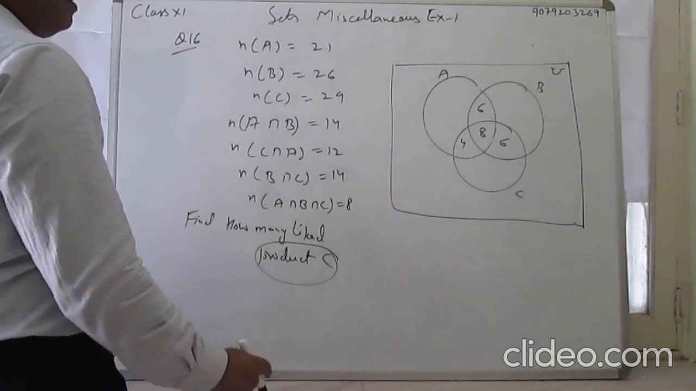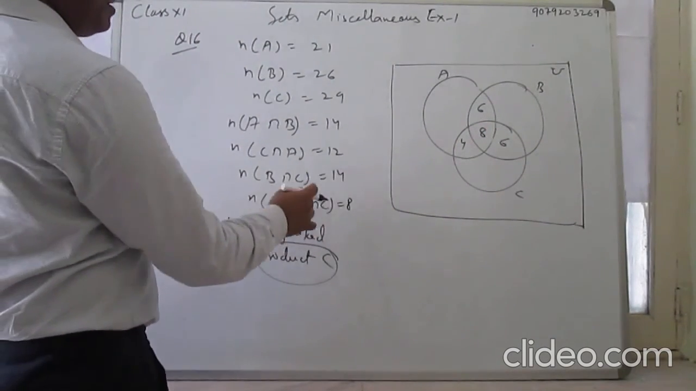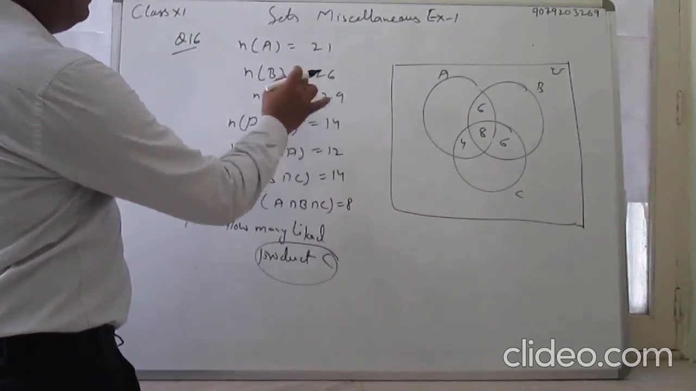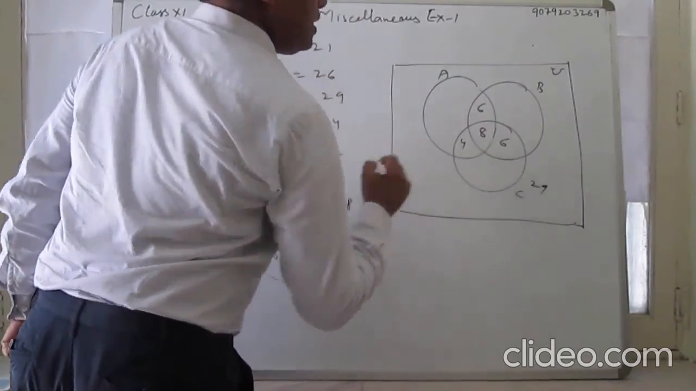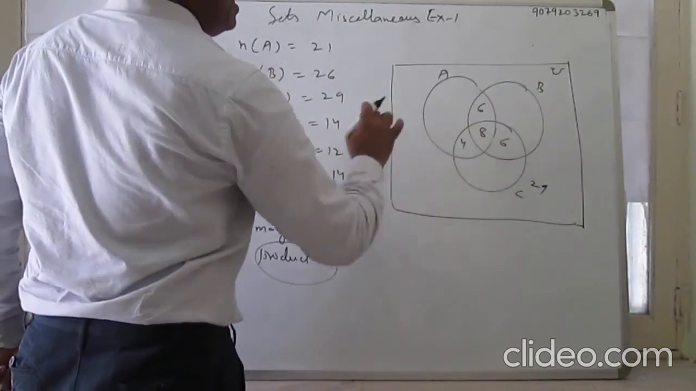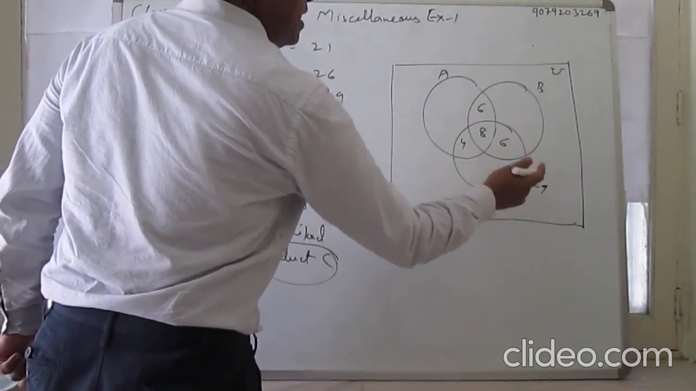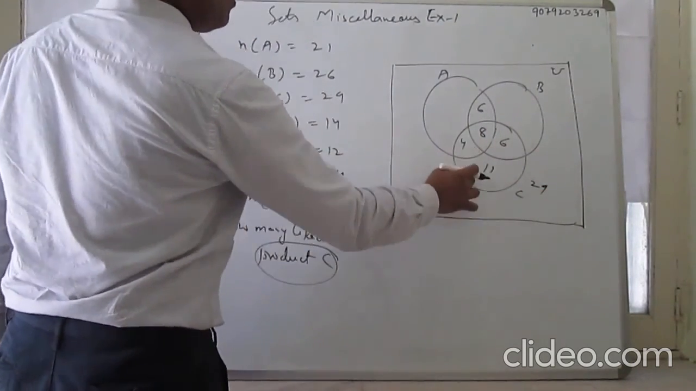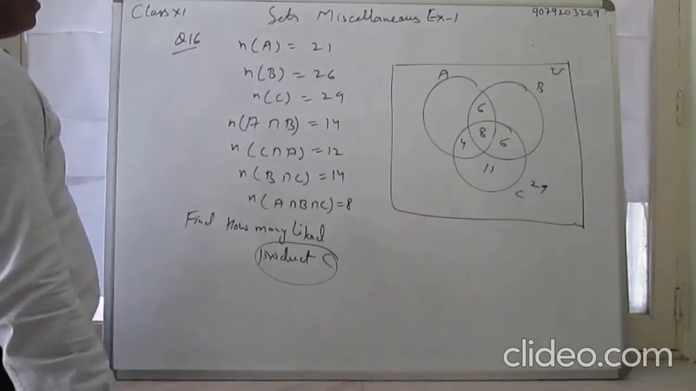Now we have to find only product C. So how many elements in C? 29. So 10, 18. 18 में क्या जोड़ेंगे 29 आ जाए? 11. तो only C कितना like करता है? 11.